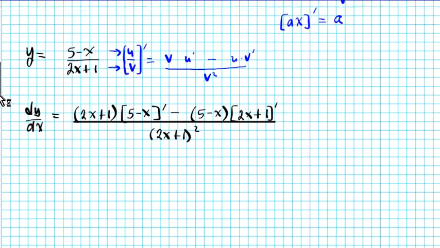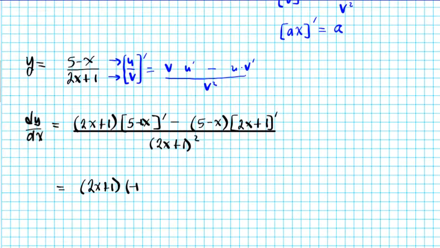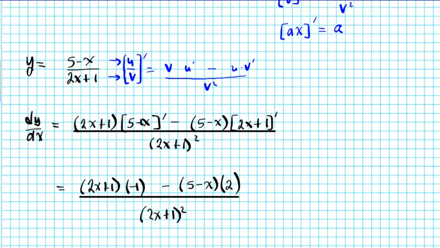Alright, so let's go ahead and proceed with the differentiation. We have 2x plus 1 times the derivative of 5, which is 0, and the derivative of negative 1x. Using this rule over here, it is going to be negative 1, minus 5 minus x, times the derivative of 2x plus 1. The derivative of 2x is just 2, and the derivative of 1 is 0. Okay? So we have all that divided by the denominator squared, 2x plus 1 quantity squared.